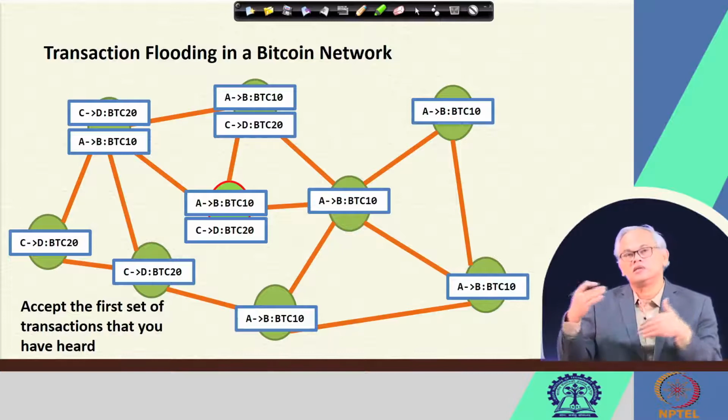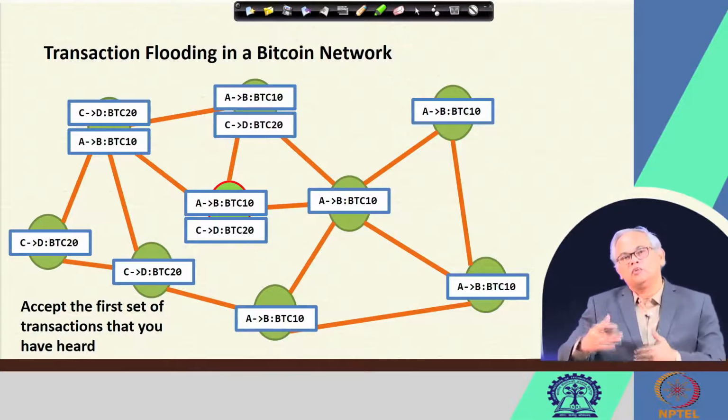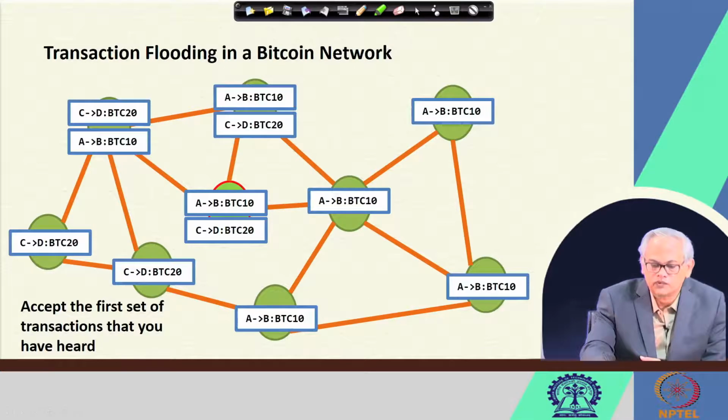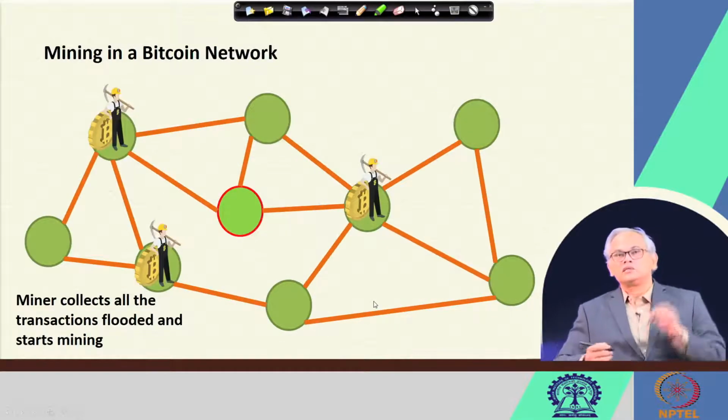We have seen that the size of the block should be about 1 megabyte, and if each transaction is of, say, a few kilobytes, then you will have only a few thousand transactions in every block. So, that is the whole idea. So, at this stage what has happened?